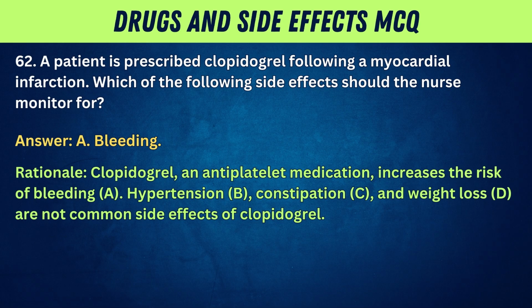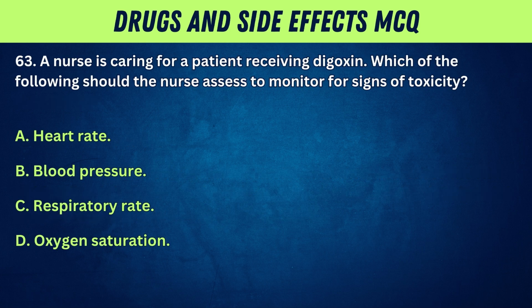Bleeding. Rationale: clopidogrel, an antiplatelet medication, increases the risk of bleeding, A. Hypertension, B, constipation, C, and weight loss, D, are not common side effects of clopidogrel.